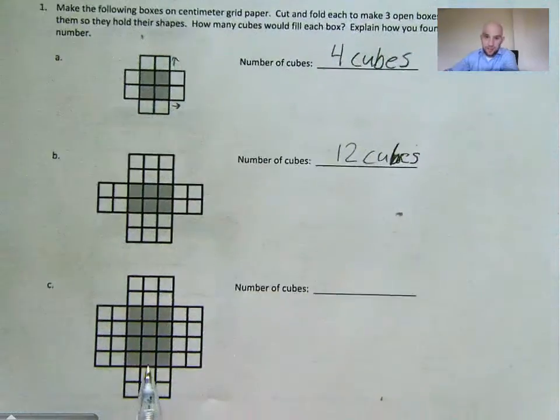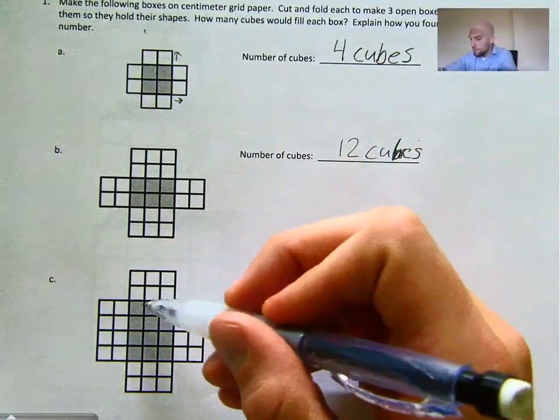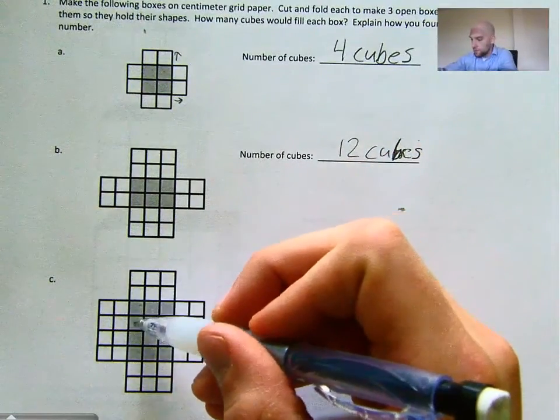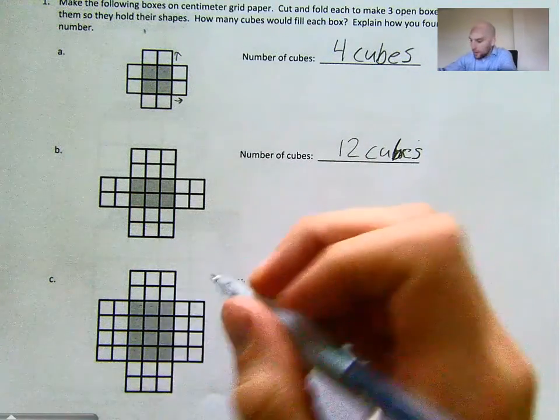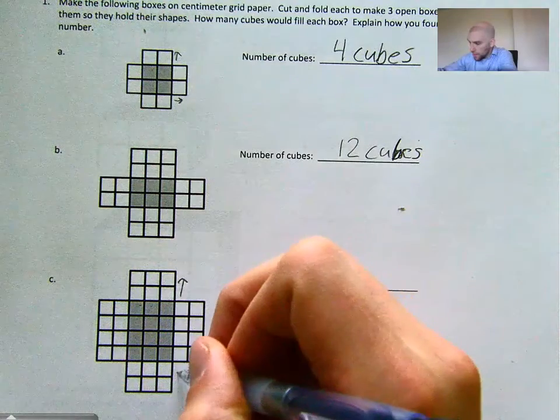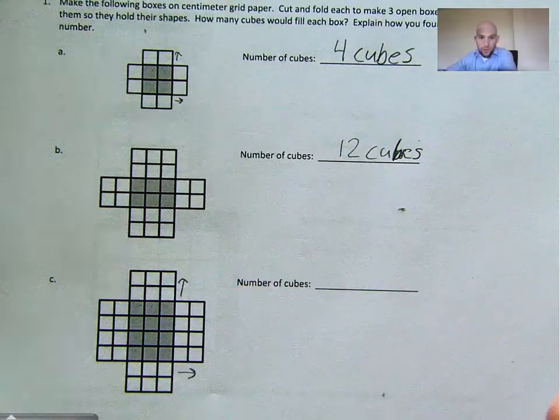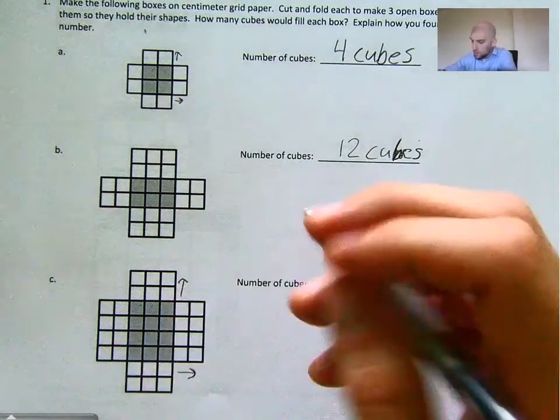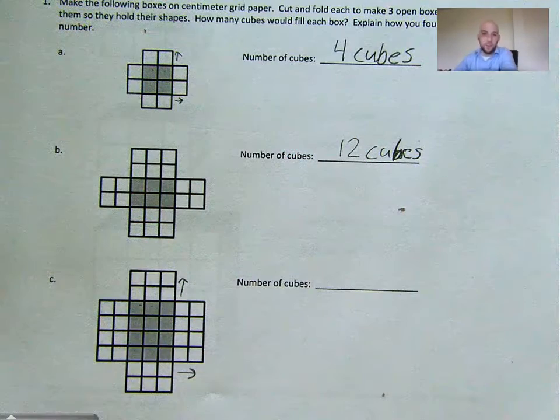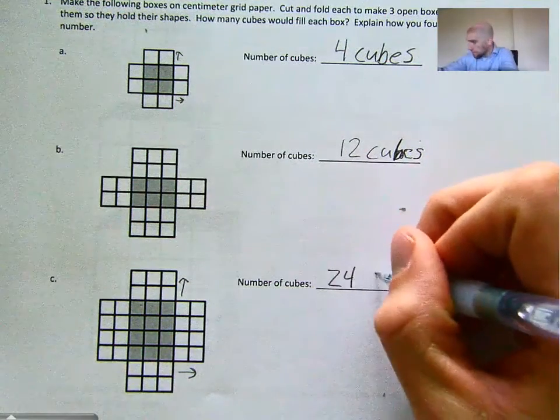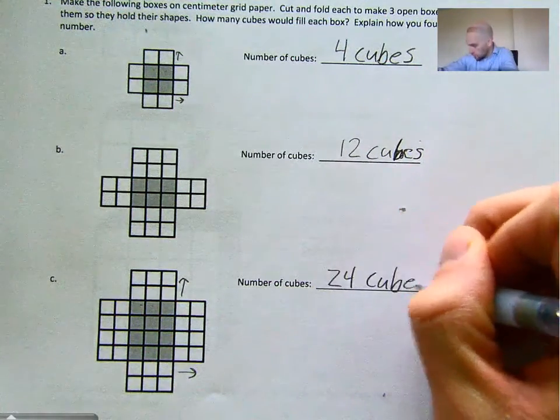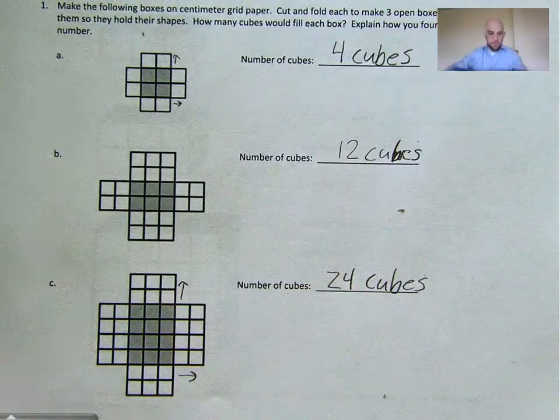And then letter C, we have 1, 2, 3 by 1, 2, 3, 4. So we have 12 across the bottom here. And it looks like in every direction we have 2 floors. When we fold those up, we're going to end up with 2 stacks of 12. So we're going to have 24 cubes altogether, or 24 cubic centimeters.